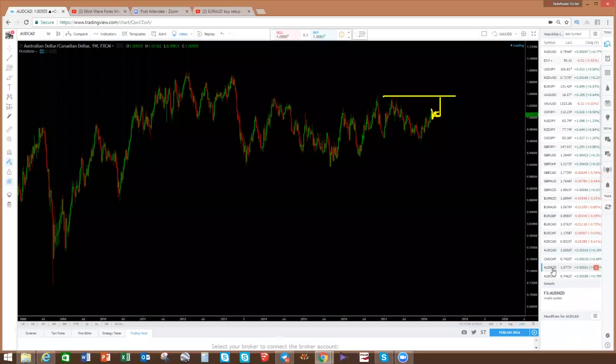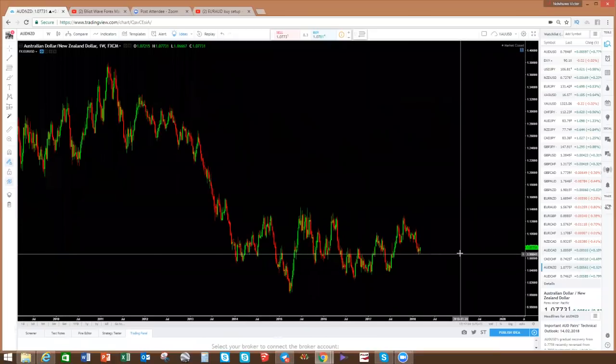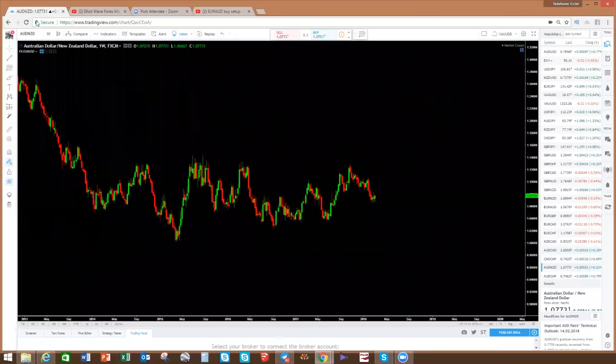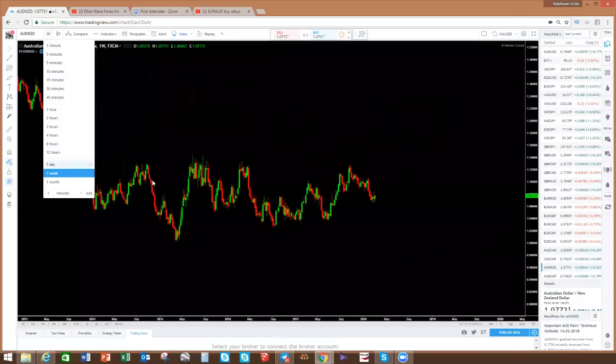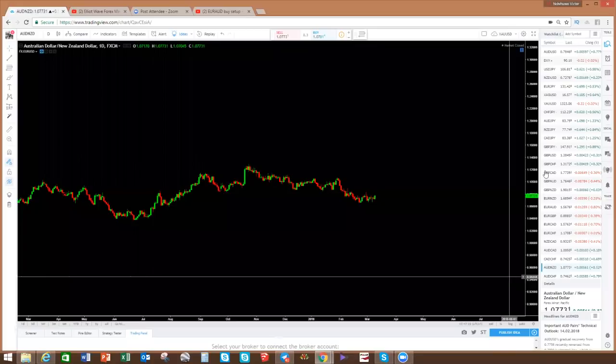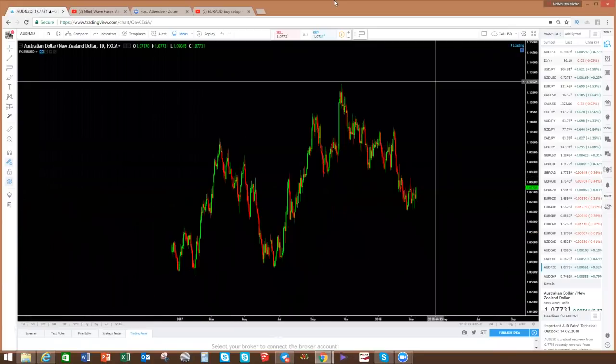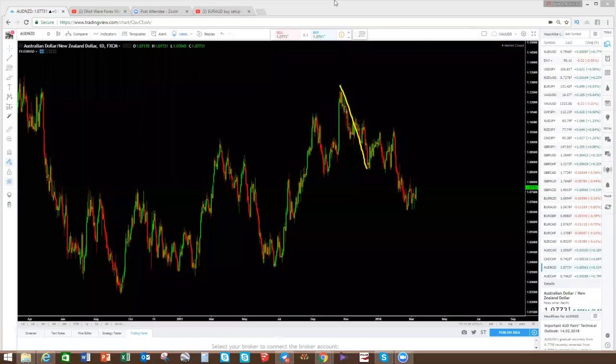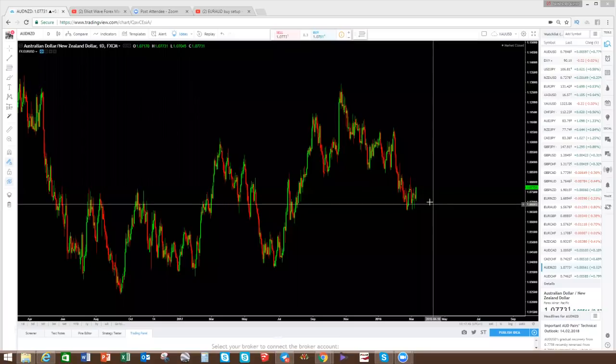Right, so AUD New Zealand. Go to the daily. So on the daily, here we've got a 3-wave pullback. As you can see, you're getting this corrective structure here. Doesn't look like a move up, and it may be a deep one. If it becomes deep, then this move is going to continue with another 3 waves down. Okay, so no real trade at this stage.